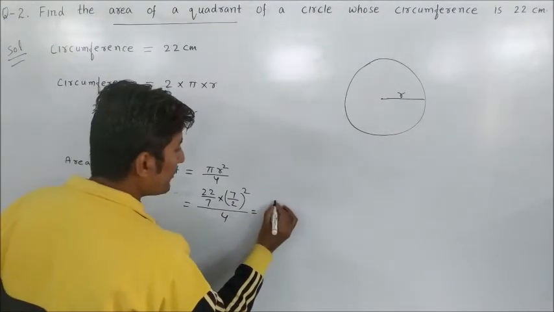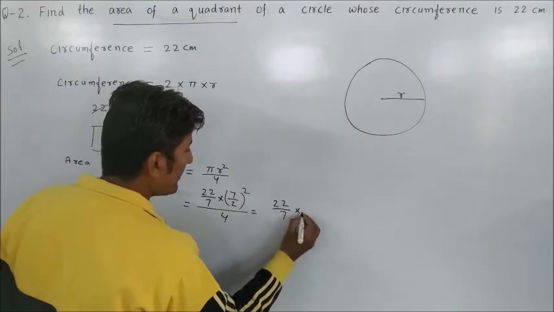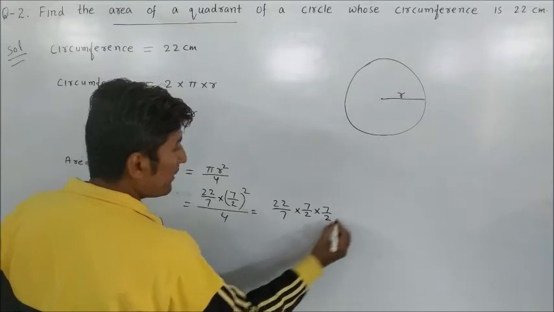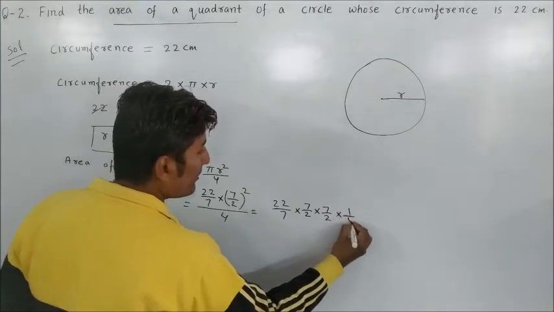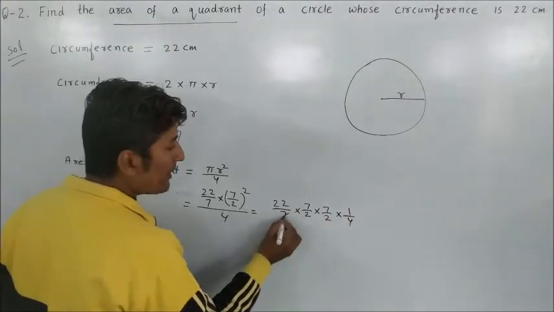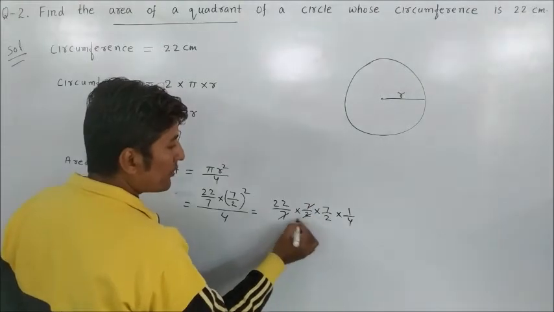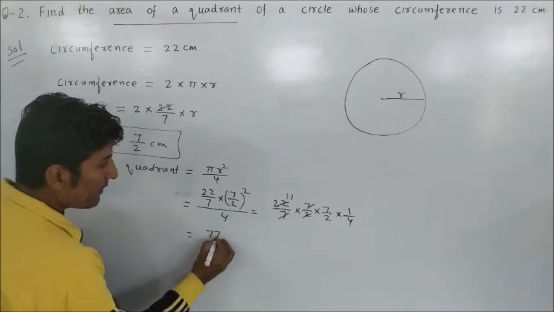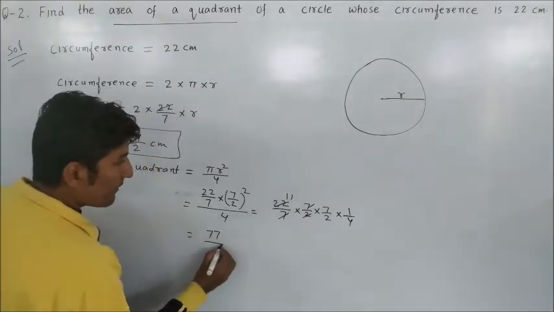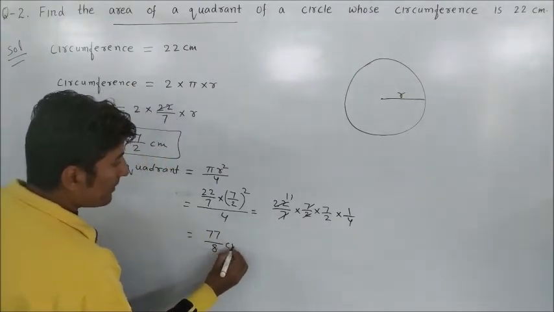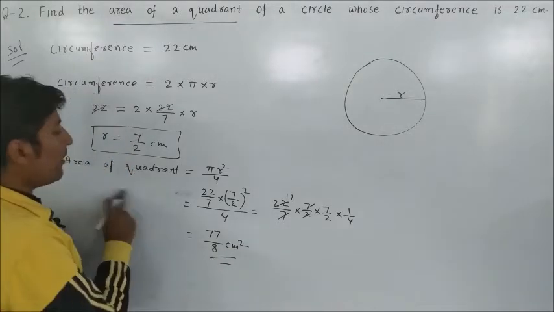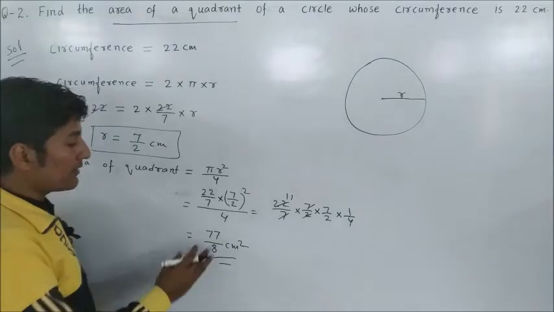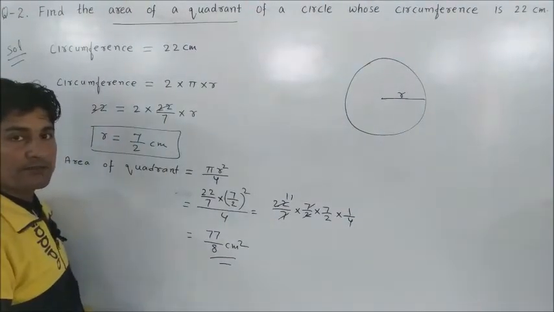So here we can write 22 upon 7 multiplied by 7 upon 2 into 7 upon 2, and here divided by 4. So 7 and 7 cancel, 2, 11, 11 sevens are 77, 2 fours are 8 centimeter square. So area of quadrant will be equals to 77 upon 8 centimeter square. So this is the final solution of this question.